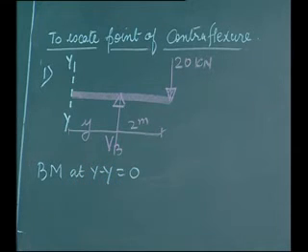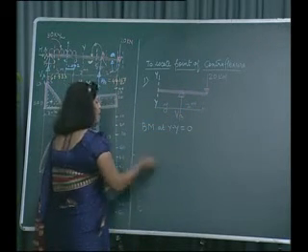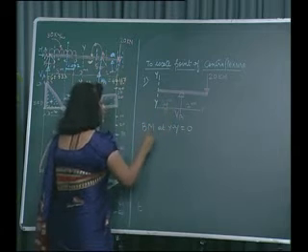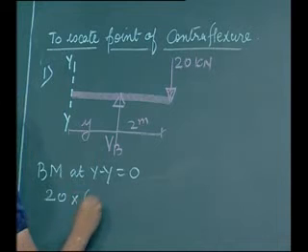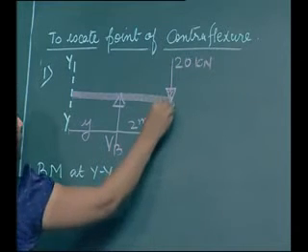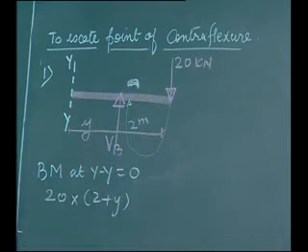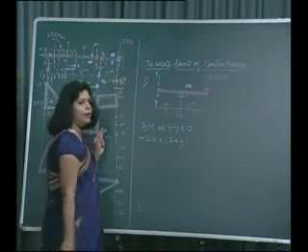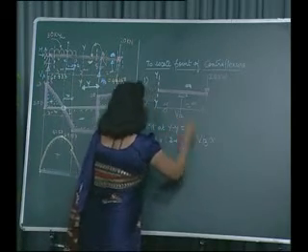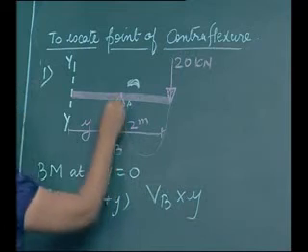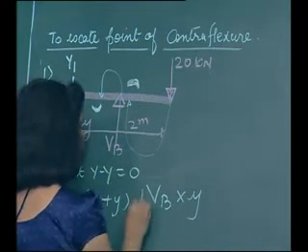So what I will do, I will take the moment of all the forces on the right side and equate it to 0. So bending moment at Y, first is 20 into what is the distance up to Y? 2 plus Y. So 2 plus Y. How it is trying to rotate? It is trying to rotate such that it will lift the beam in the upward direction. So it will be taken as hogging and minus. Then second is VB. So what is the distance? VB into Y. And this is trying to push the beam in the downward direction. Convex it is from below. So it is sagging and positive.